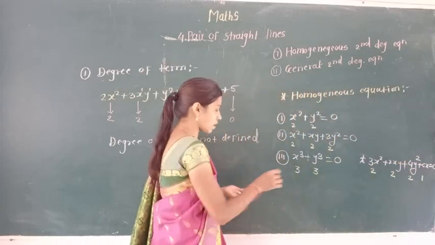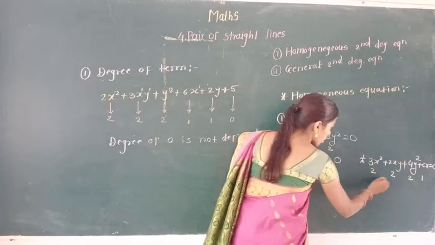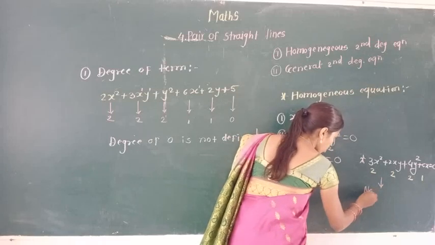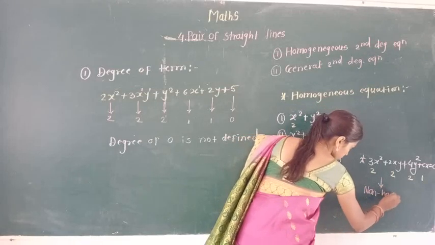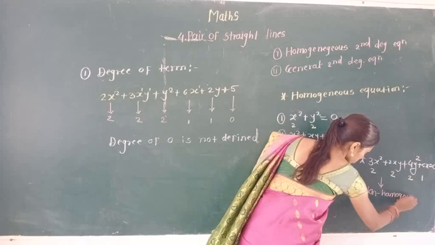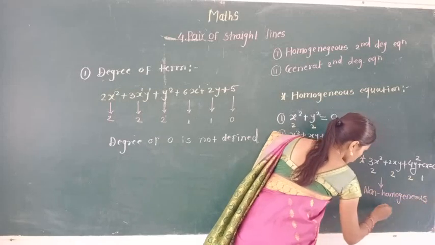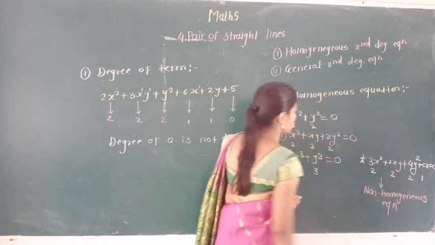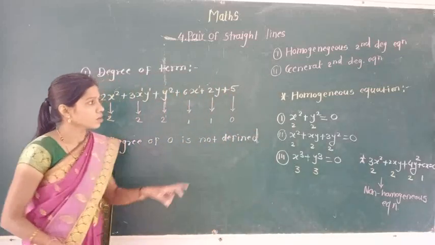So this type of equation is known as non-homogeneous equation. Non-homogeneous equation. Okay. Now first of all, write down this.